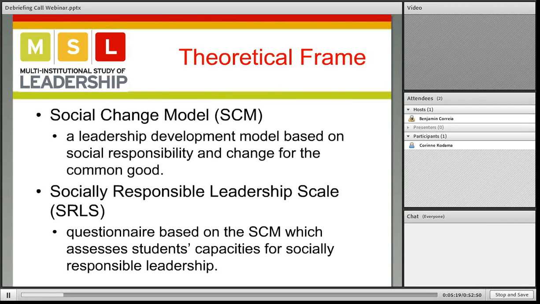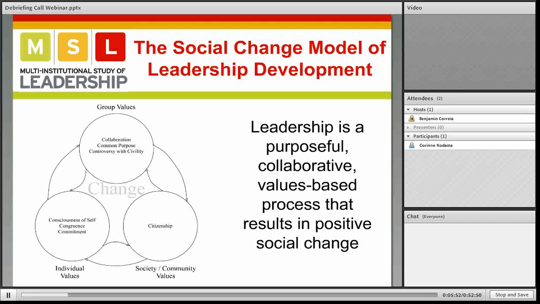The MSL is primarily based around the social change model of leadership. It is a widely used model within higher education. So this is why this is the cornerstone of the MSL. And the Socially Responsible Leadership Scale is a scale developed by Tracy Tyree to measure the social change model. So this will measure students' capacity for socially responsible leadership, and we'll talk a little bit about that as we talk through some of these concepts of the model.